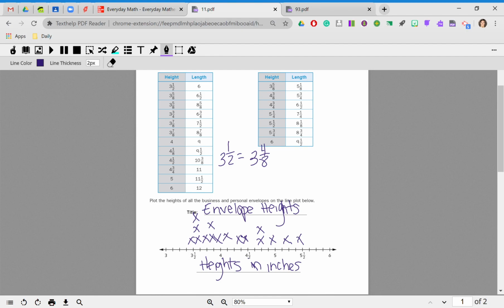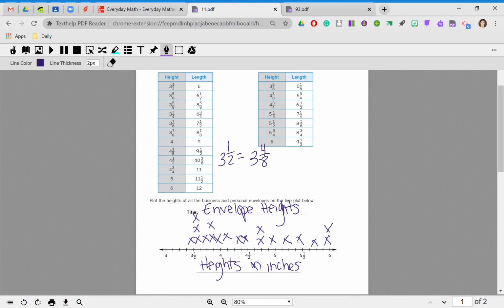Nothing for 5 and 5/8. There is 1 though for 5 and 6/8. Nothing for 5 and 7/8, and then there are 2 envelope heights for 6. So there we go. I'm actually going to fix this one over here for our 5 and 6/8, so it looks more like it's on there.